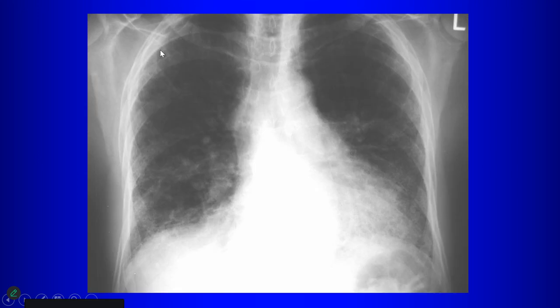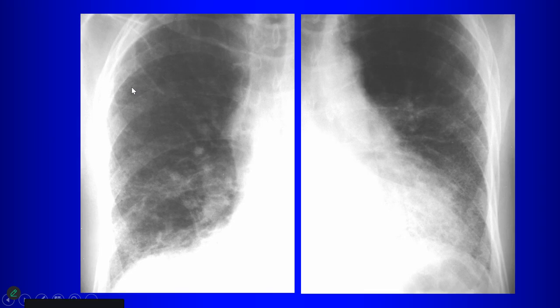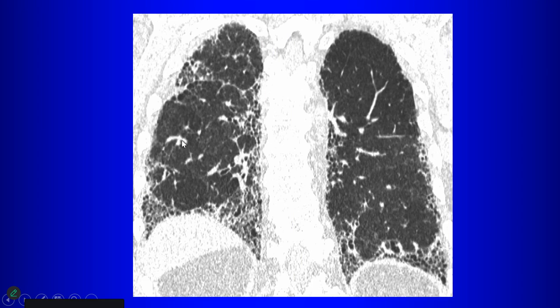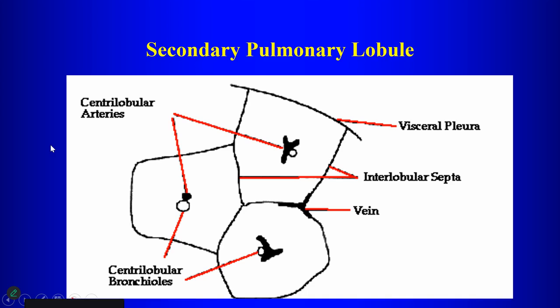Another example, reticular opacities, basilar, peripheral L-shaped distribution. That's the typical appearance of UIP or IPF as the underlying disease that can cause this. And the CT correlates very nicely. You have reticular opacities here, honeycombing at the lung bases, right? And subpleural honeycombing in the periphery.